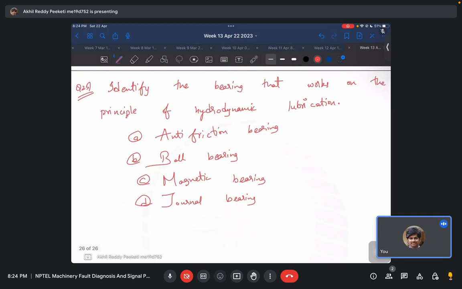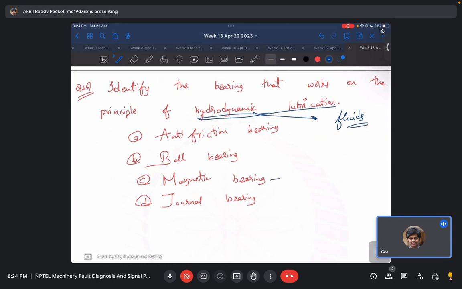Identify the bearing that works on the principle of hydrodynamic lubrication. So hydrodynamic lubrication, so to the fluids. So which bearing works on that principle? In these four types of bearings we have.